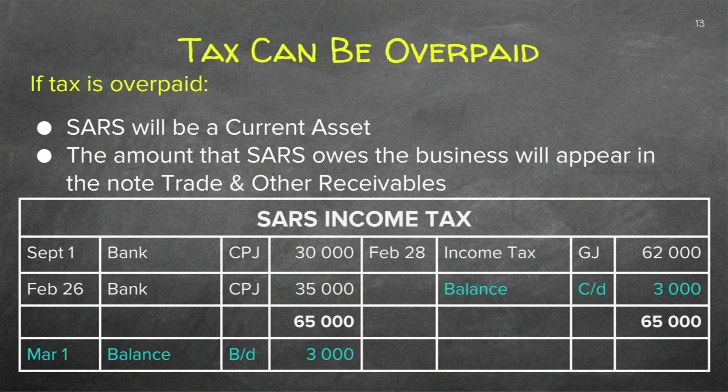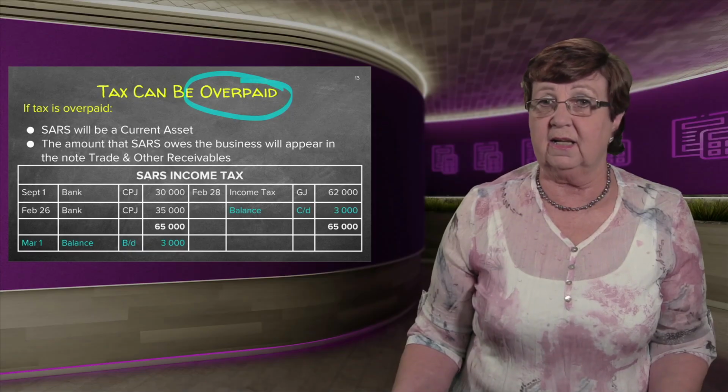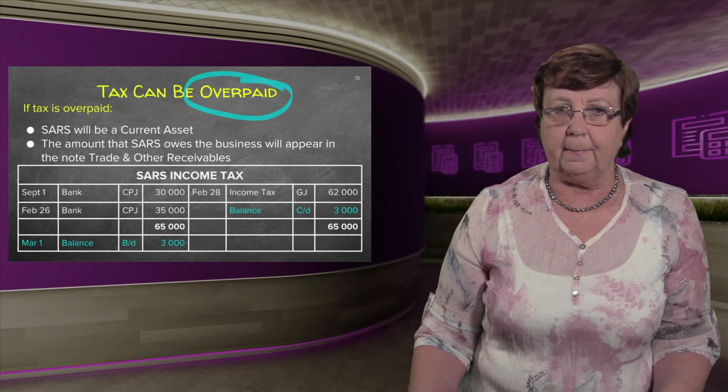Tax can also be overpaid. How does that happen? Possibly we've done an assessment and we have calculated X amount, and then we have submitted our tax assessment and we see that we have overpaid SARS. And that simply means SARS now owes us money. So let's have a look at what that would look like.